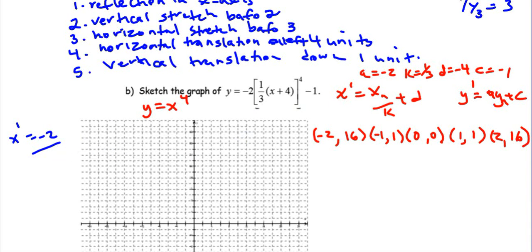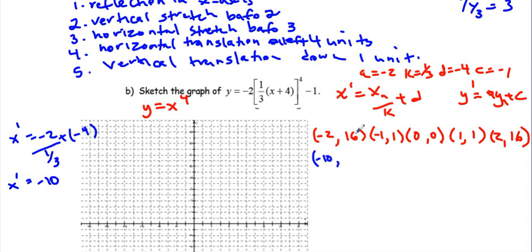So over here then we had -2 for our x value divided by k, which was 1/3, plus my d, which is plus really -4. So when we sort that all out, we get x primed. This is -6 when I flip this and multiply. -6 plus -4 is -10. So this -2 on our final transformed graph will be -10.